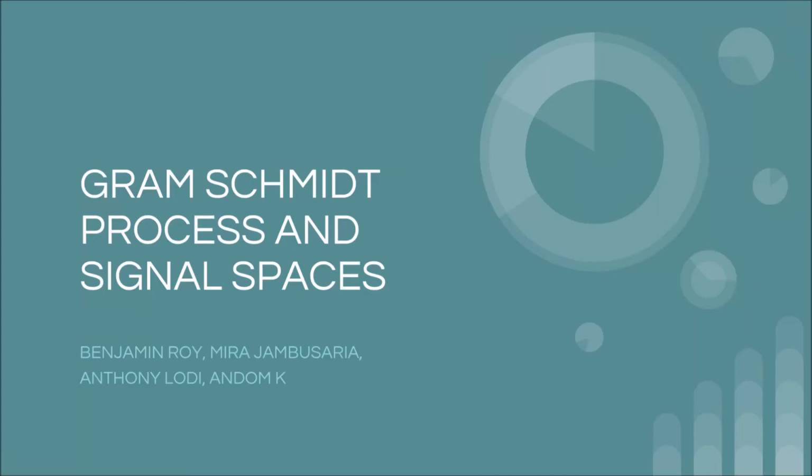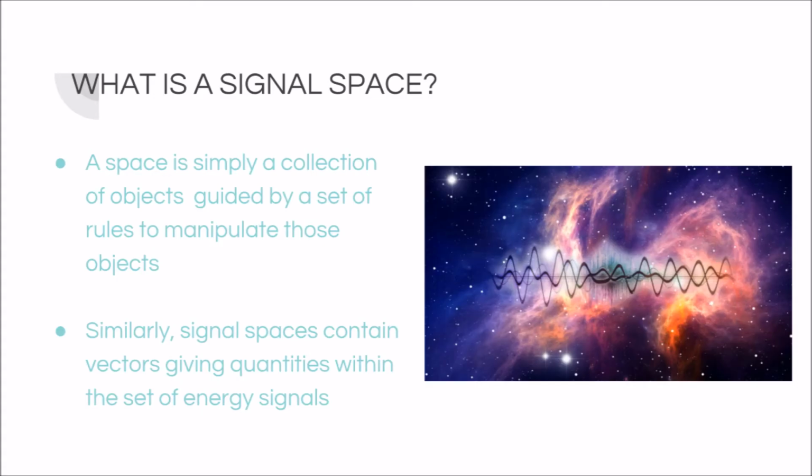Today we'll be looking at signal spaces and how the Gram Schmidt Orthonormalization process can be used to create a signal space. What is a signal space? In order to conceptualize what a signal space is, think about signals as points in a space instead of their usual representation as functions. That is what a signal space allows us to do. We will talk more about this later.